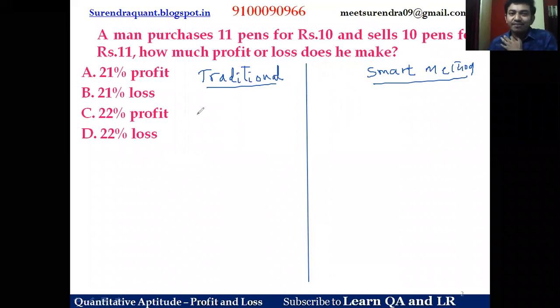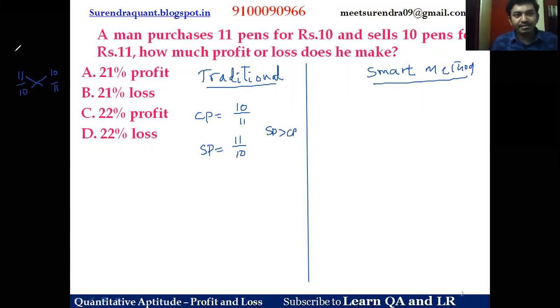What is the cost price of each pen then? 10 rupees for 11 pens, so the CP of each pen is 10 by 11. What is the selling price for 10 pens? 11 rupees, right? Then each selling price is 11 by 10. So here you can see the selling price is more than the cost price. 11 by 10 and 10 by 11, how do you compare fractions? Cross multiply. This is SP and this is CP, right?